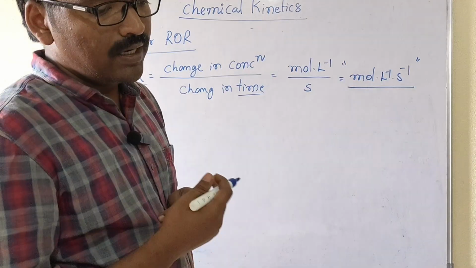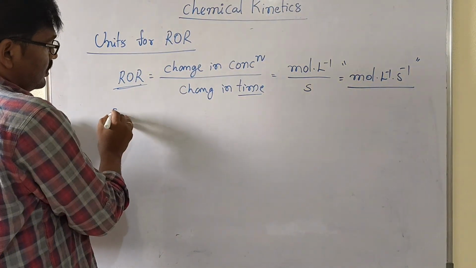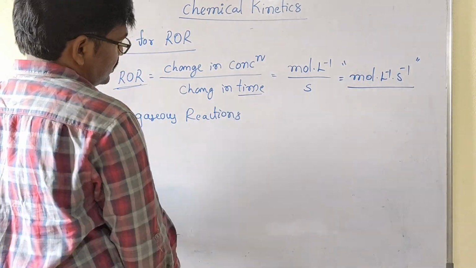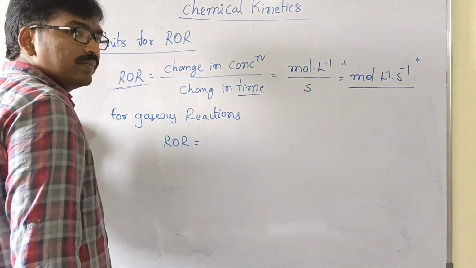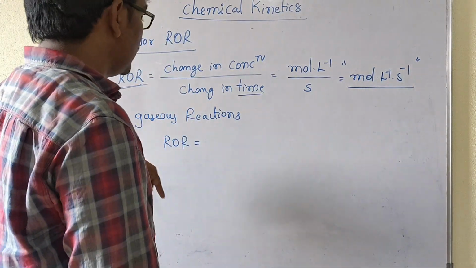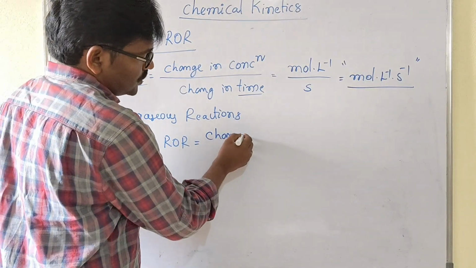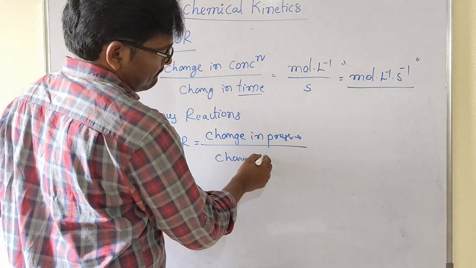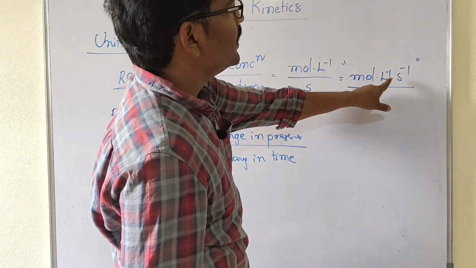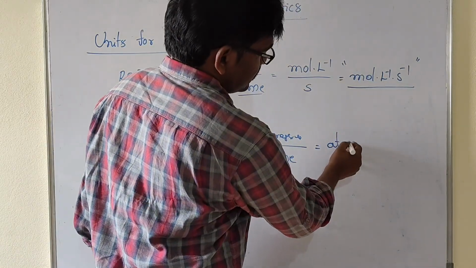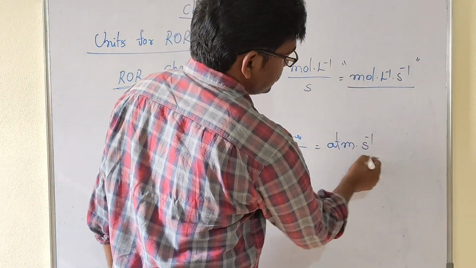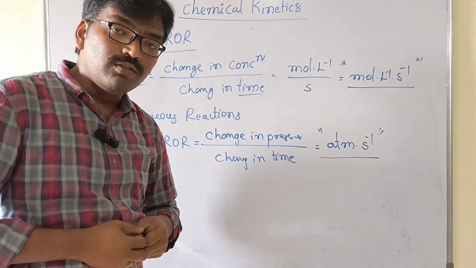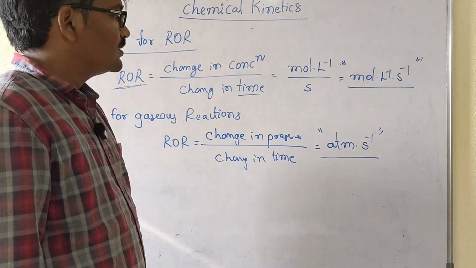In case you take gaseous reactions, when measuring, rate of reaction equals change in pressure divided by change in time, not change in concentration. So in the place of mole liter inverse, we have to take atmosphere, then second inverse. This is for gaseous reactions; for aqueous solutions, whatever examples we took for the moderate reactions, the units are as above. So these are the units.